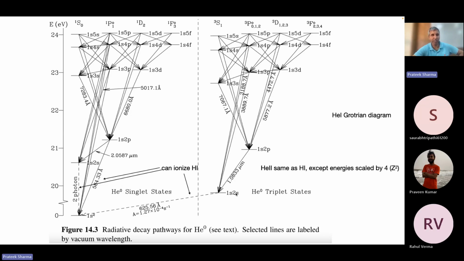Now this 1s 2s triplet to singlet transition is at a higher energy. This also happens, with a small value of A. This is a forbidden transition. And what you can actually see is that this is 625.56 angstrom, which is less than 912 angstrom. So this will be immediately absorbed by hydrogen, right? And it can also be absorbed by helium itself.